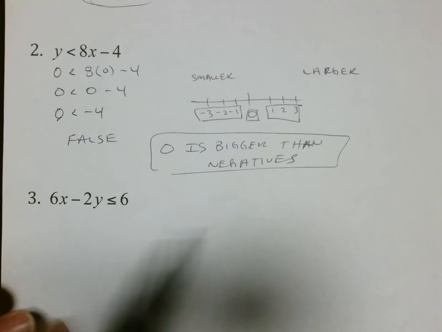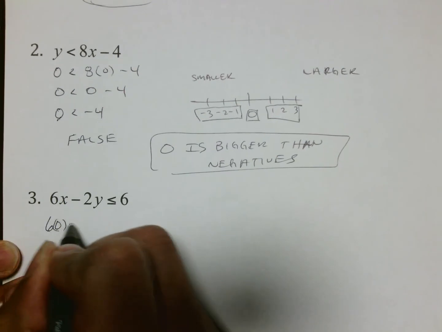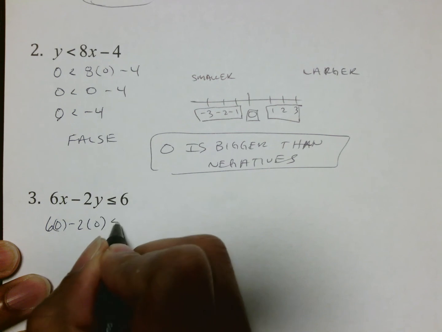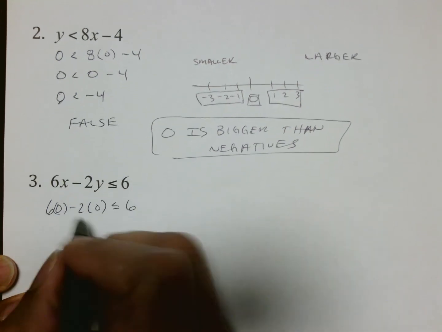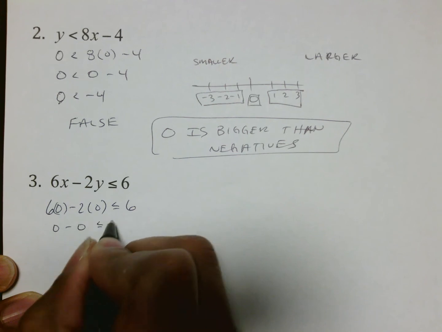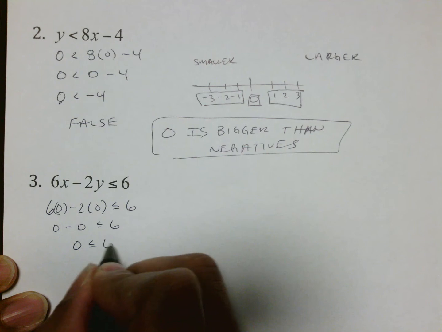Moving on to number 3, again, what we're going to do here is take this and put 6 parentheses 0 minus 2 parentheses 0 less than or equal to 6. Again, make sure you're writing this down exactly as it is. This turns into 0 minus 0 less than or equal to 6, which of course means 0 minus 0 would be 0 less than or equal to 6.